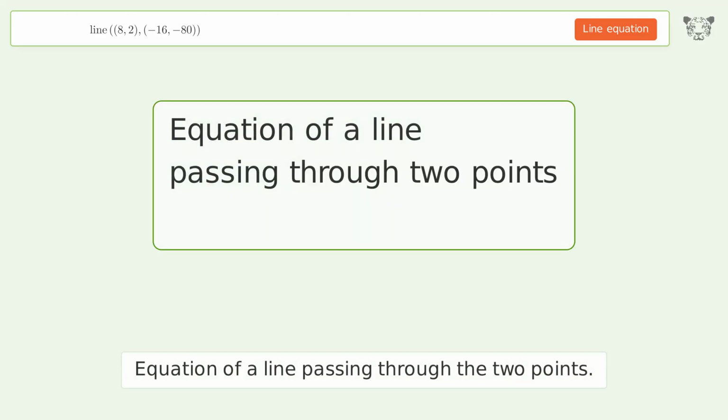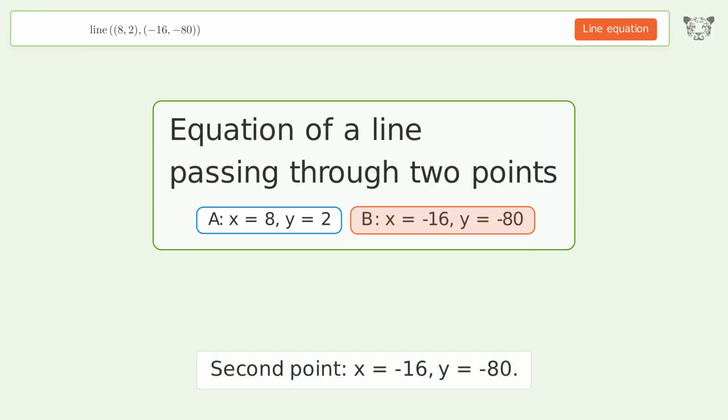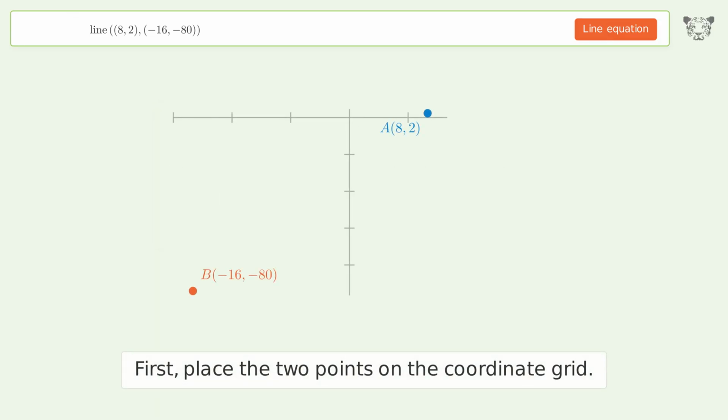Equation of a line passing through 2 points. The first point has x equals 8, and y equals 2. The second point has x equals -16, and y equals -80. First, place the 2 points on the coordinate grid.